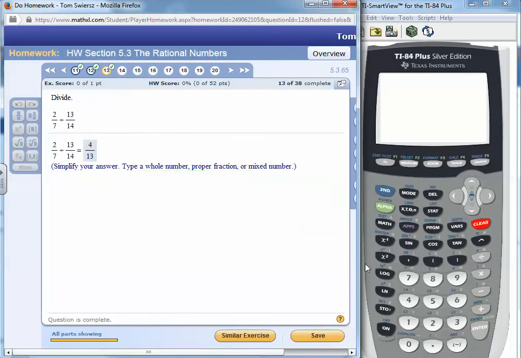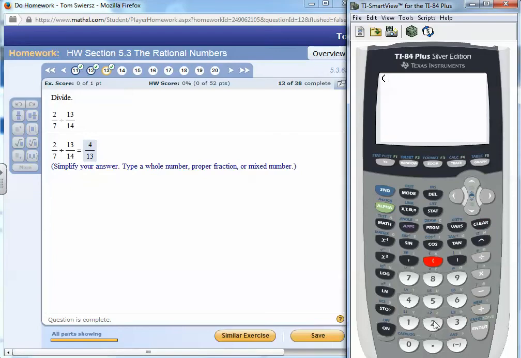On the calculator, you can go ahead and put it in as fractions. You can do the division. Now you must use parentheses when you're dividing. So again, the fraction is 2 divided by 7, and then it's divided by, and automatically you don't have to change it to multiplying by the reciprocal. Now the second fraction goes in the parentheses, 13 divided by 14. That's how we represent a fraction. Hit enter, and then go to math and hit enter once and a second time, and there's our answer, 4 over 13.